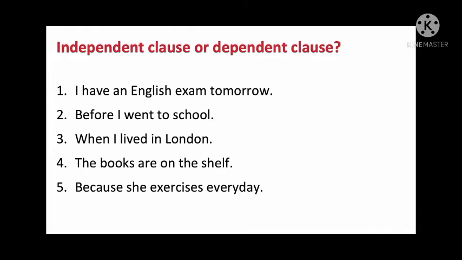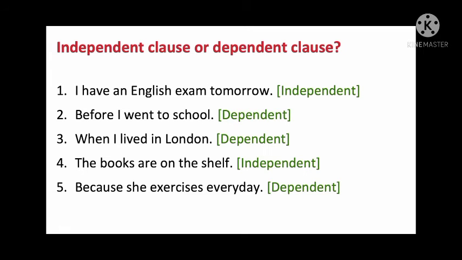Independent clause or dependent clause, see the examples. I have an English exam tomorrow. This is independent. Before I went to school, it is dependent. When I lived in London, it is also dependent. The books are on the shelf, it is independent. Because she exercises every day, it is dependent. So dependent means it depends on the other sentence. It needs something to complete a sentence.